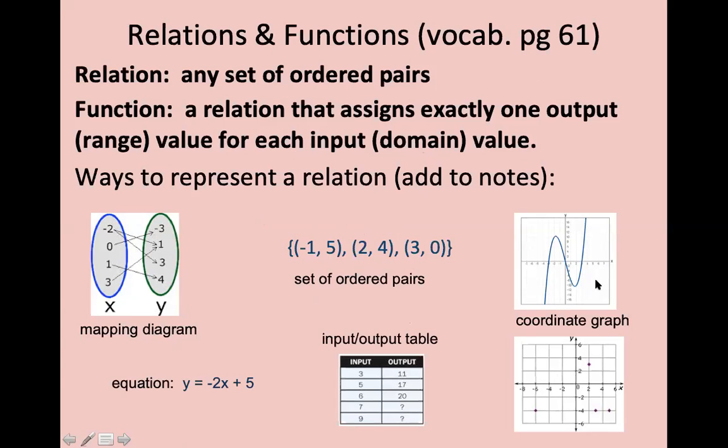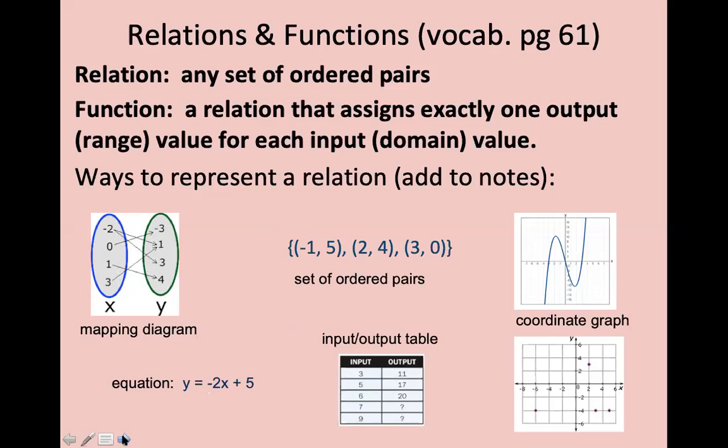Actually, this one has a curved line going through it. This is just some separate points. Make an input-output table, make an equation. They don't have to have these exact numbers, but just go ahead and put those in the notes section. So go ahead and copy these down into the vocab on page 61, and again, add these ways to represent a relation into your notes on that page at the bottom of page 61.